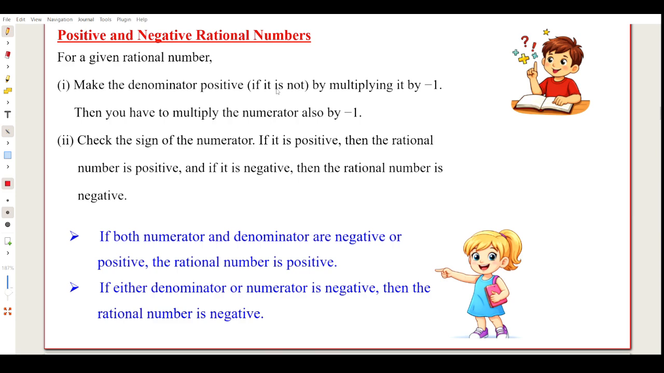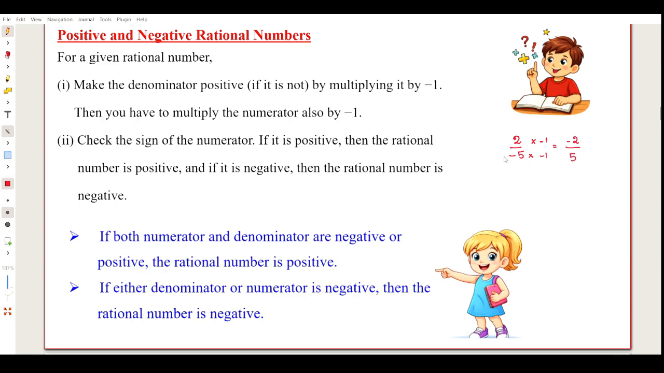In case it has a negative in the denominator, you multiply it by minus 1, and then you have to multiply the numerator also by minus 1. For example, if the rational number is 2 by minus 5, don't keep the minus sign in the denominator; bring it to the numerator. That means you multiply both numerator and denominator with minus 1. Minus into minus becomes plus, so we get minus 2 by 1, which is minus 2 by 5. This is the normal process.